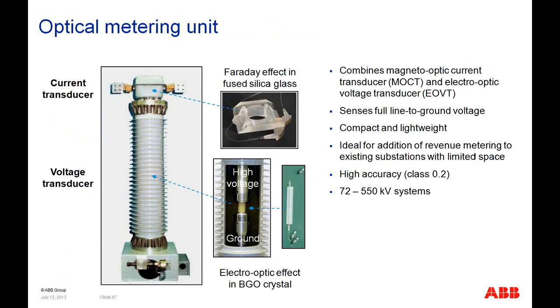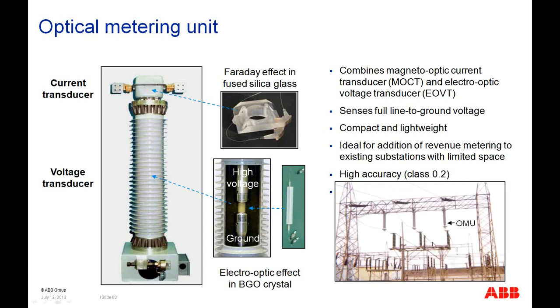Here's a picture of an optical metering unit that happens to have a current transducer in it and a voltage transducer in it. The current transducer is sitting on the top, and the voltage transducer is sitting in the middle of it. This is used at anywhere from 72 up to 550 kV. And a picture of it that you can see on the station. Here we have it mounted freestanding, like upside down, on a bus going across in a substation. So this is an optical metering unit that's actually in service right now. Very, very lightweight, very compact, so we can hang them upside down. They're ideal for adding on anywhere in a very, very high accuracy class, because they don't have any saturation effects or anything.